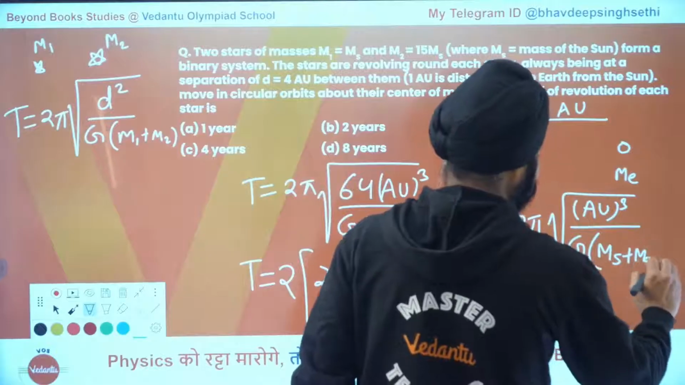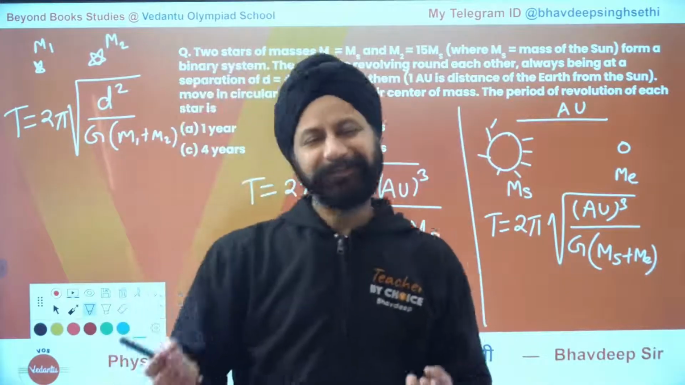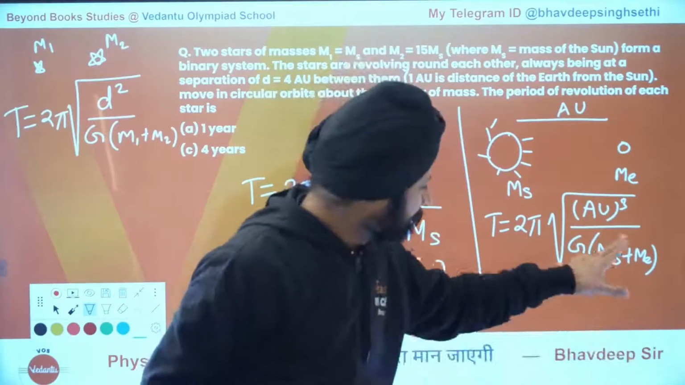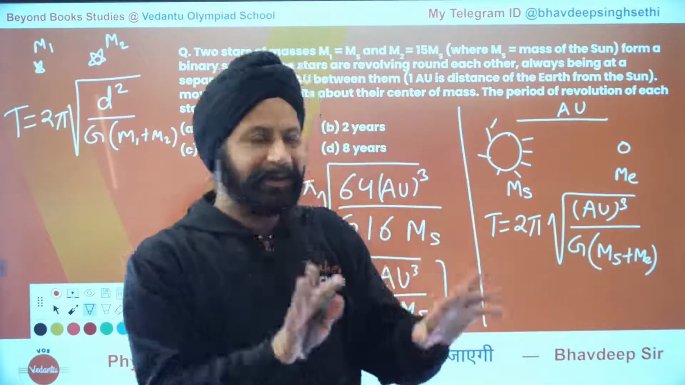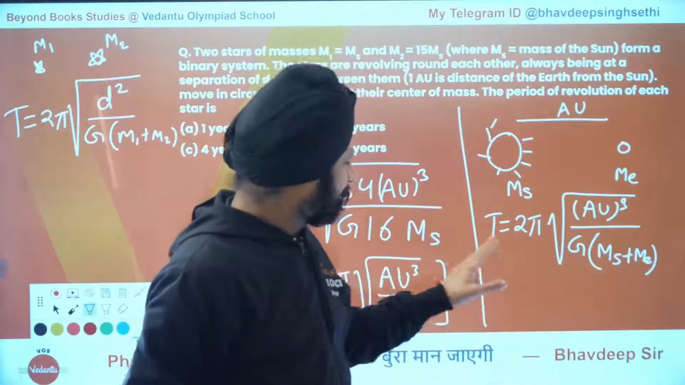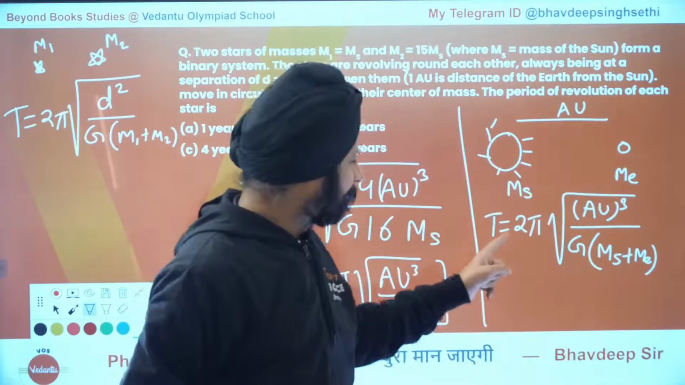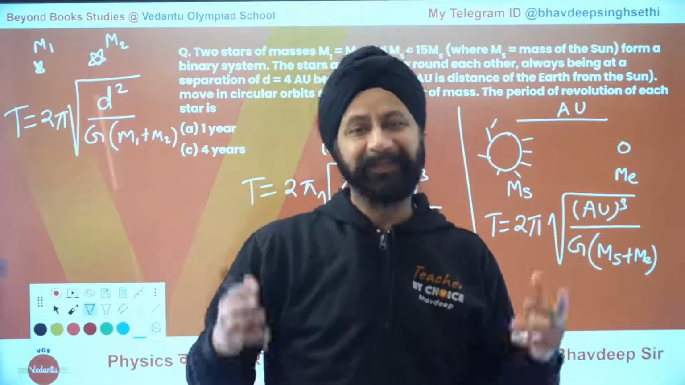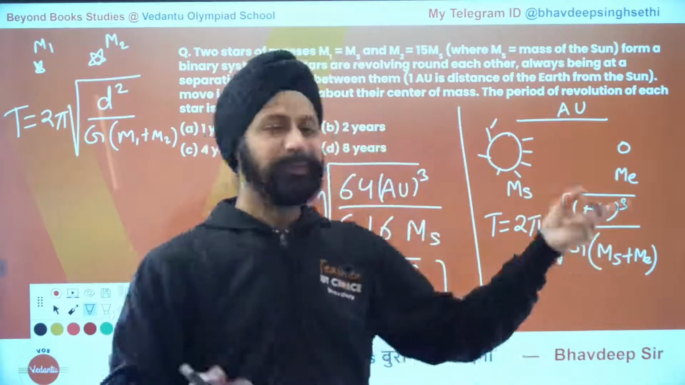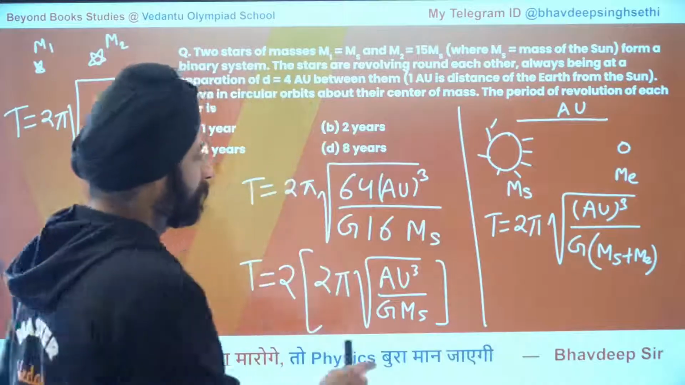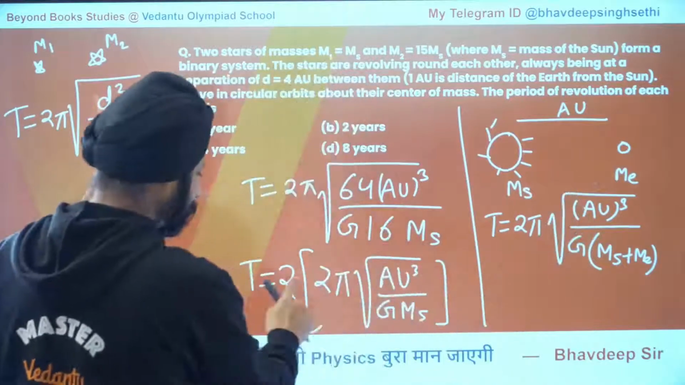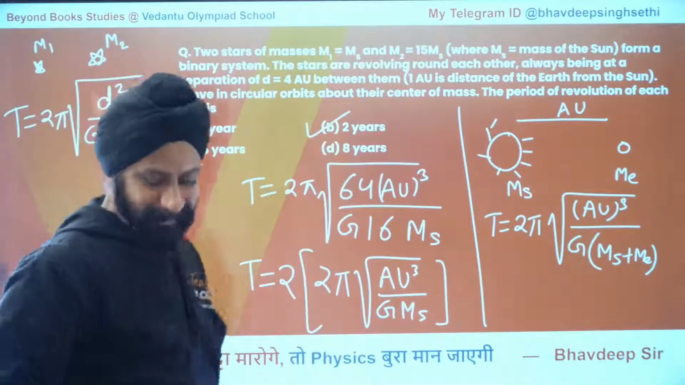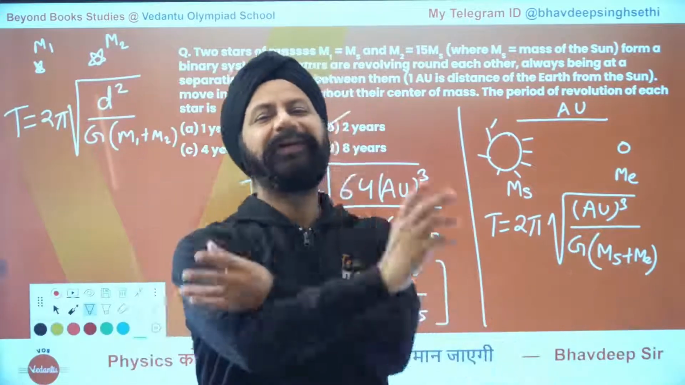Now, the mass of Earth is negligible compared to the mass of the Sun, so this can be taken as approximately the mass of the Sun. So what is the time period of all this? The time period is 2 pi root of AU cubed divided by G times mass of the Sun, and that is 1 year. Earth takes 1 year. That is the definition of 1 year. So this is 1 year, and that is 2 times 1 year, that is 2 years. So those binary stars will have a time period of 2 years.